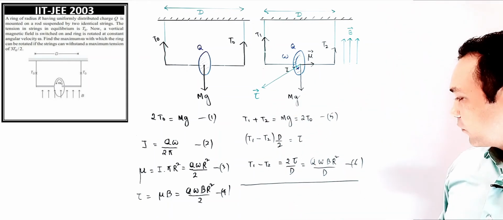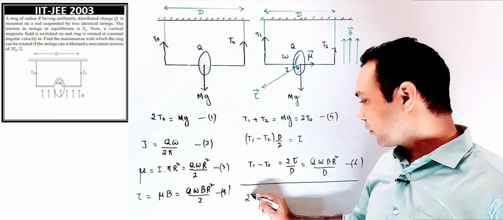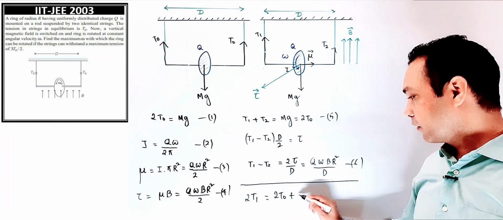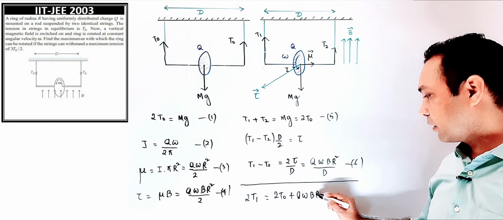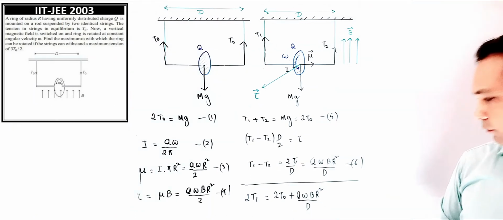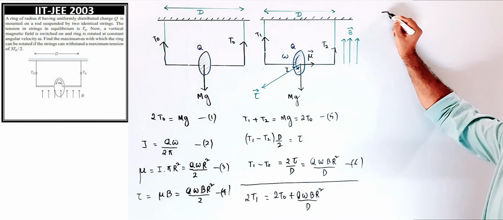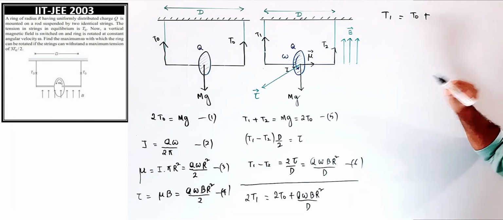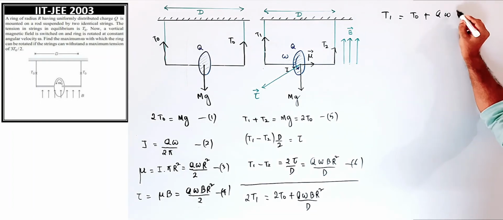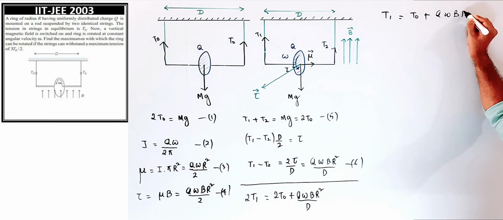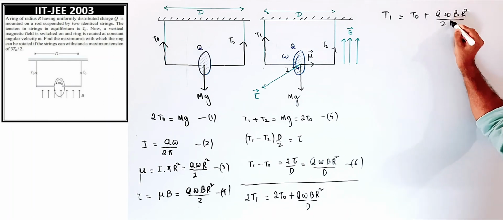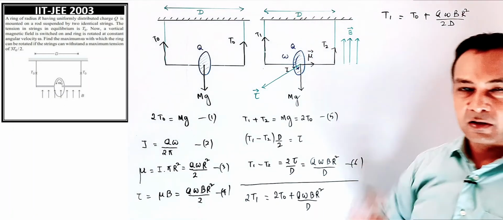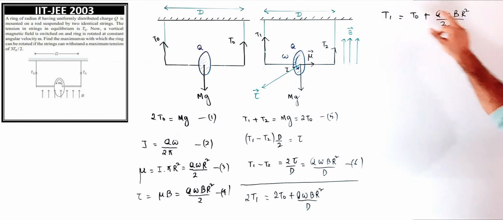For that I will solve equations 5 and 6 to get 2T1. I will just add them. So 2T1 will be 2T0 plus q omega B r square by d. So T1 from here, dividing this equation by 2, will become T0 plus q omega B r square by 2d. And the maximum value of T1, meaning the maximum tension on either string, is 3T0 by 2, and that will be maximum when omega is maximum.